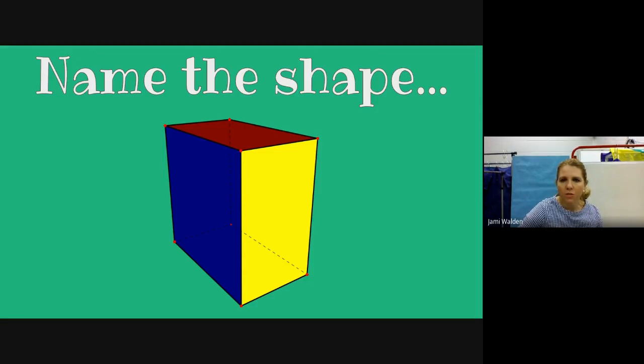What would this shape be? The faces are not all square. Some are rectangles. This shape is a rectangular prism. Good job. If you think about the real shape, the shape in real life, what are some things around your house that are shaped like this? Like a cereal box or a cracker box, tissue box.